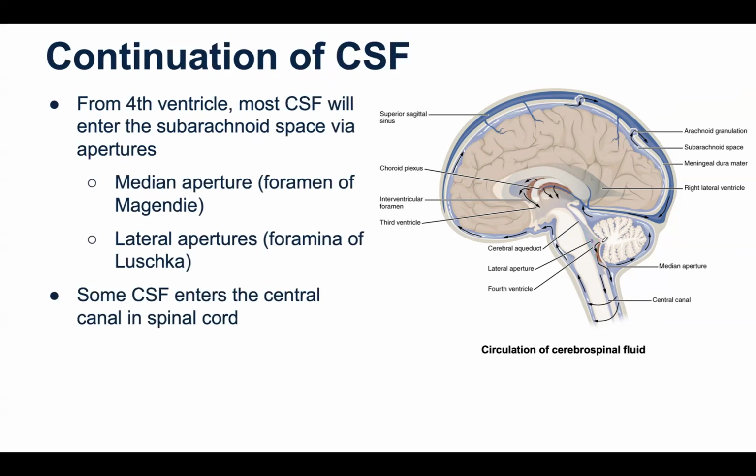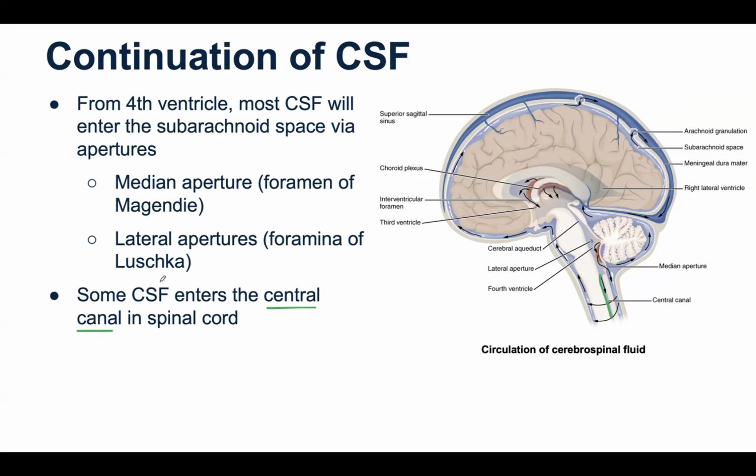Now, from the fourth ventricle, the majority of the CSF moves into the subarachnoid space via apertures in the ventricular wall, although a small amount will actually continue into the central canal of the spinal cord. So it's actually within the spinal cord. The central canal is a vestigial remnant of the ventricular system of the spinal cord. But again, the majority of CSF really is going into that subarachnoid space.